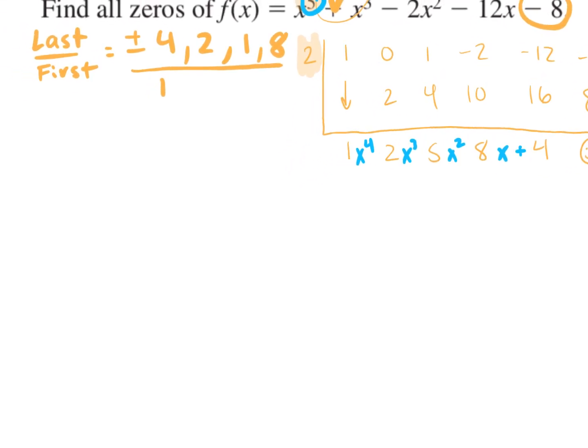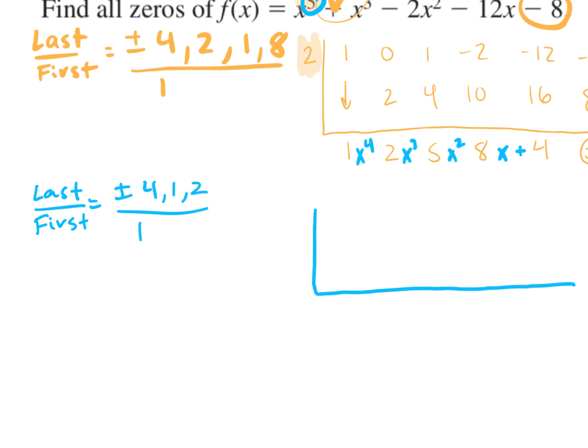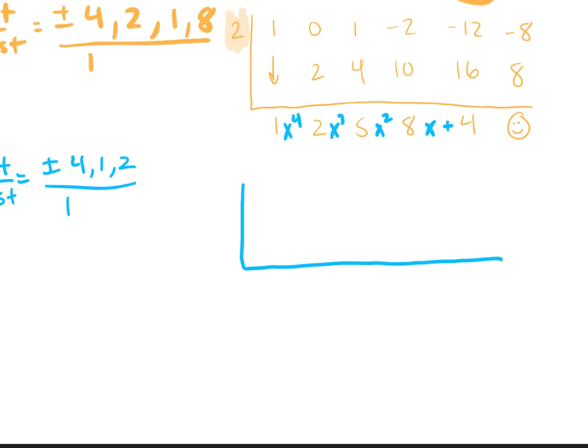What's my last number now? 4. So what are factors of 4? So 4, 1, and 2. What are factors of my first? 1. So all of these are the whole numbers. So we're only testing out whole numbers here. What's going to go inside the box now? 1, 2, 5, 8, and 4. Perfect. We are using these answers that we just found, putting them in the box.